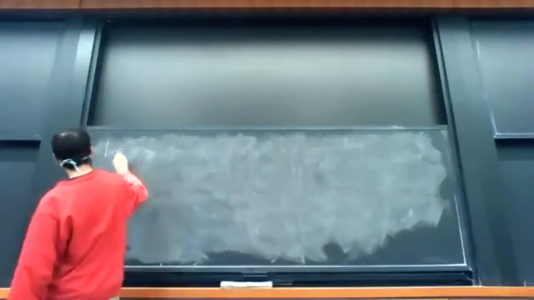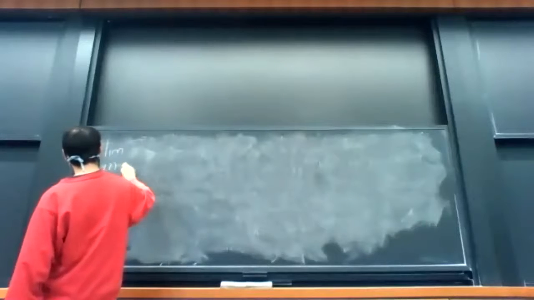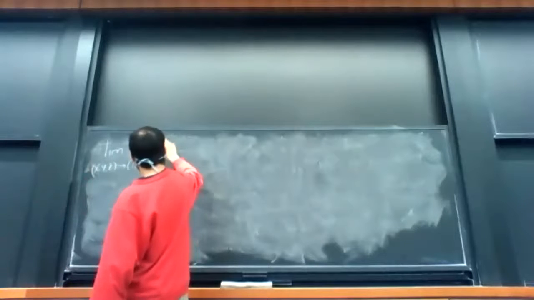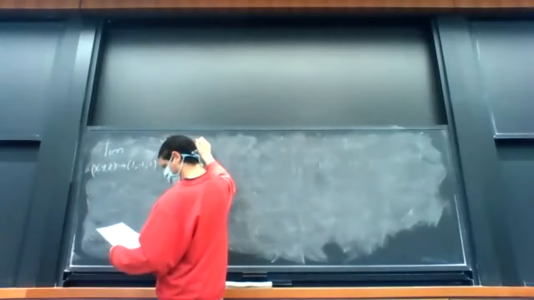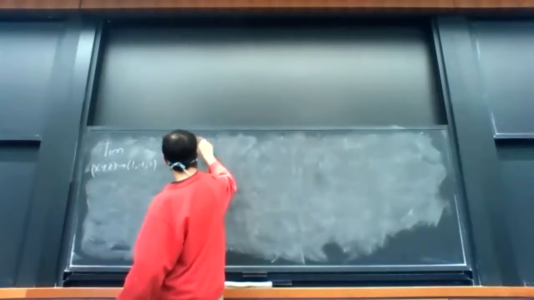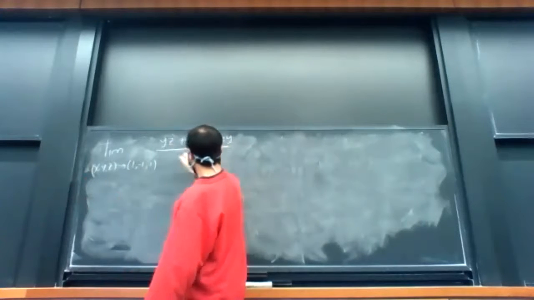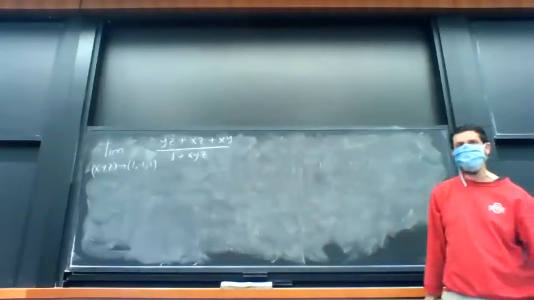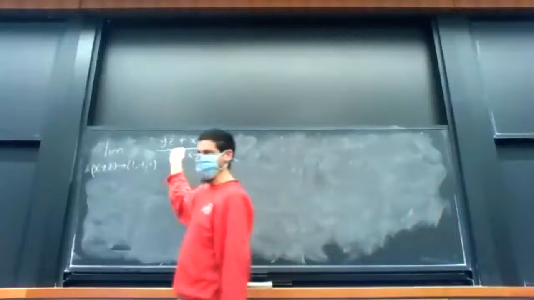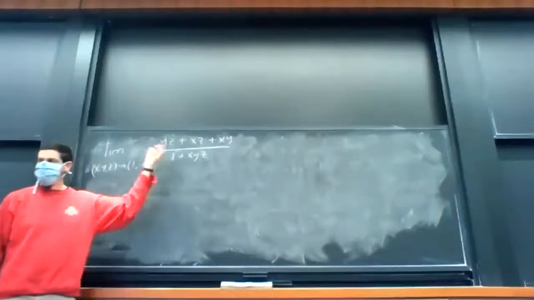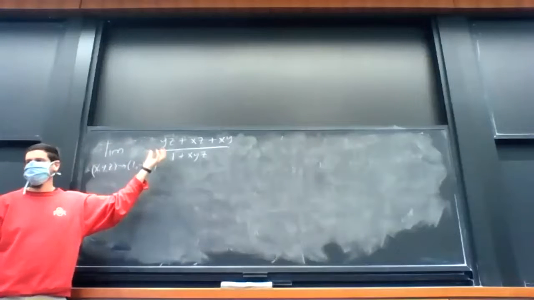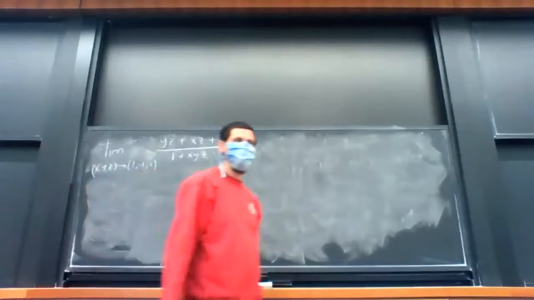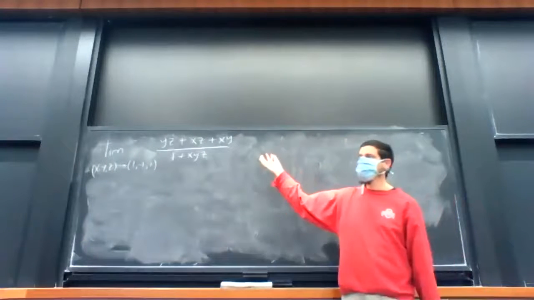So we want to take a limit of (x, y, z) goes to (1, -1, 1) of (xy + yz + xz) over (1 + xyz). A lot of times, if you are listening, you can hear the math screaming at you on what to do. So you have a limit. What limit law do you want to try?